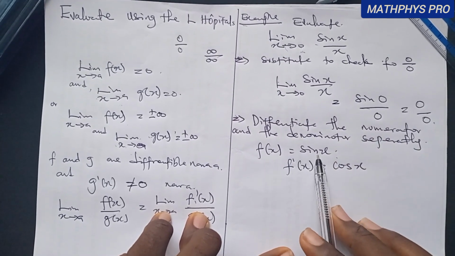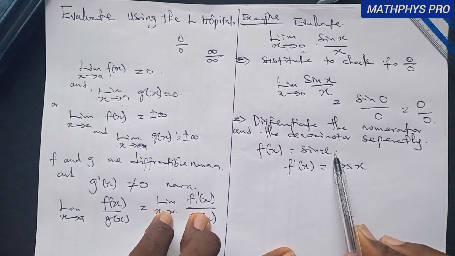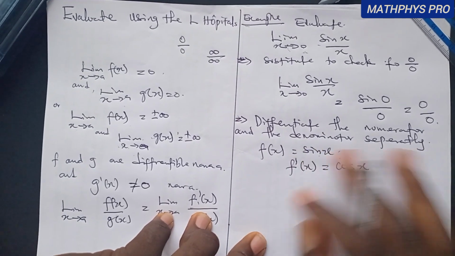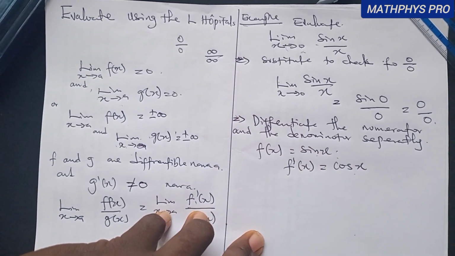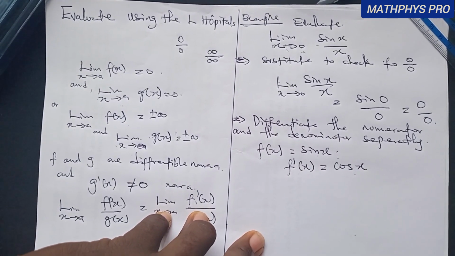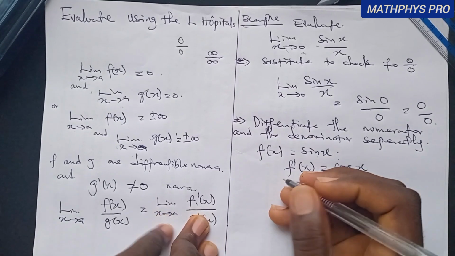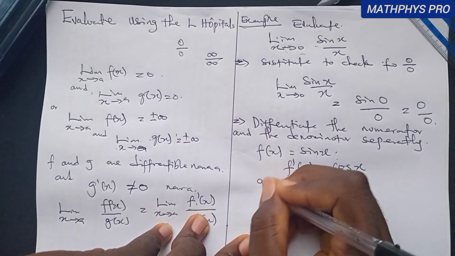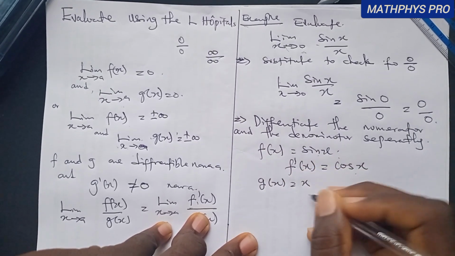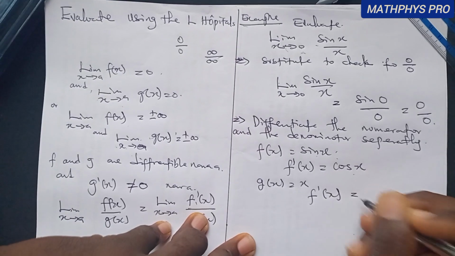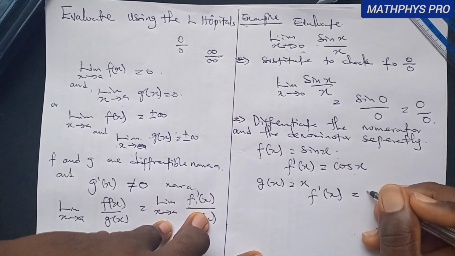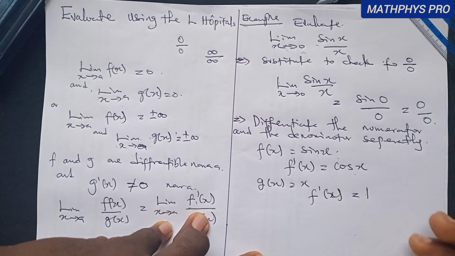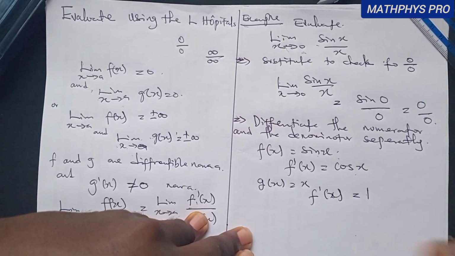The derivative of sine x, if you differentiate sine x, you get what? Cos x. So on our next class, don't worry about this. On our next class, we will talk about differentiation, all about differentiation. You will understand this better. So for the denominator is x. Let's call it g of x is equal to x. Then g prime of x is equal to 1. If you differentiate x, you get what? 1. So g prime of x is equal to 1.